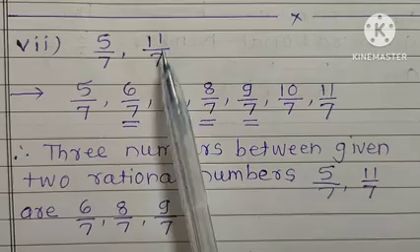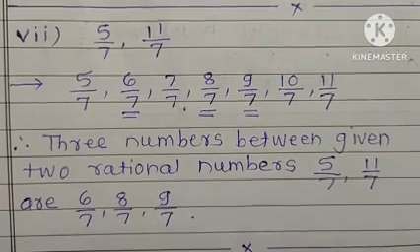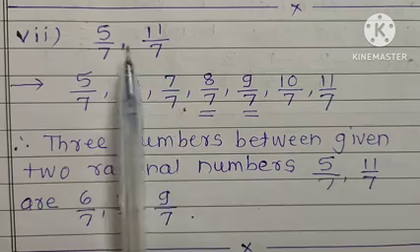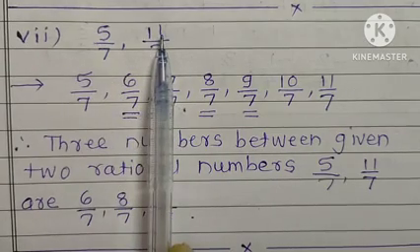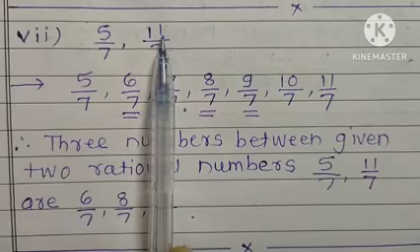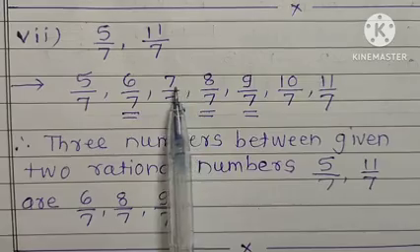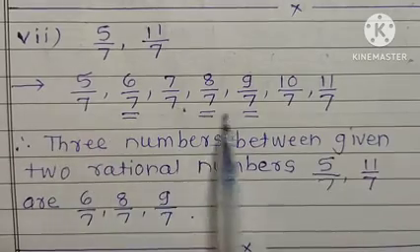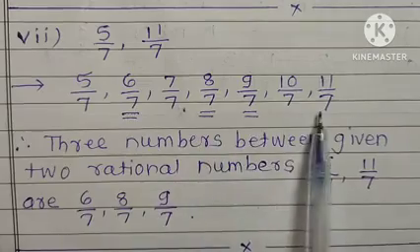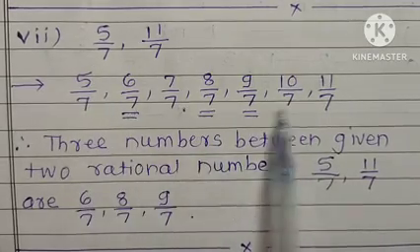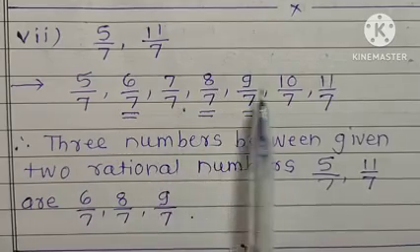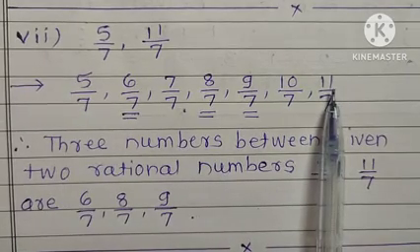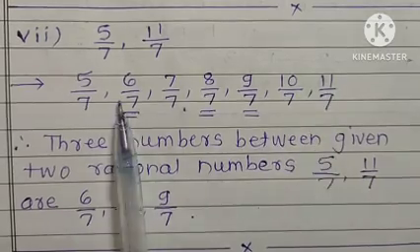5 by 7 and 11 by 7. These are the 2 numbers. Here the denominators are similar. So from 5 to 11 you go on increasing. 5, 6, 7, 8, 9, 10 and 11. Every time write denominator 7. So there are 1, 2, 3, 4, 5 numbers between these 2 numbers. But you want to write only 3 out of these 5.